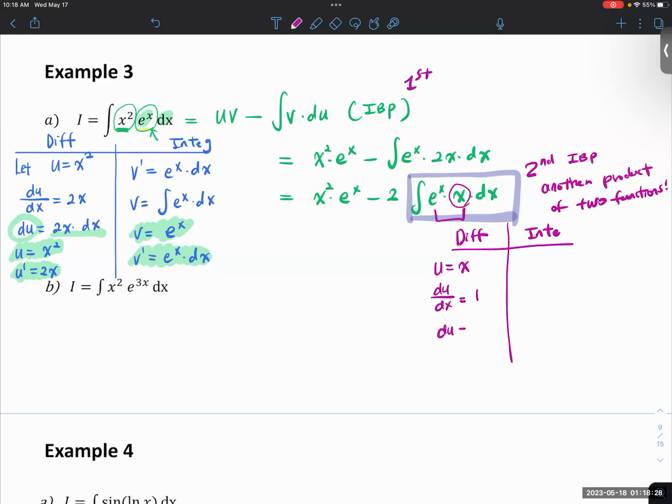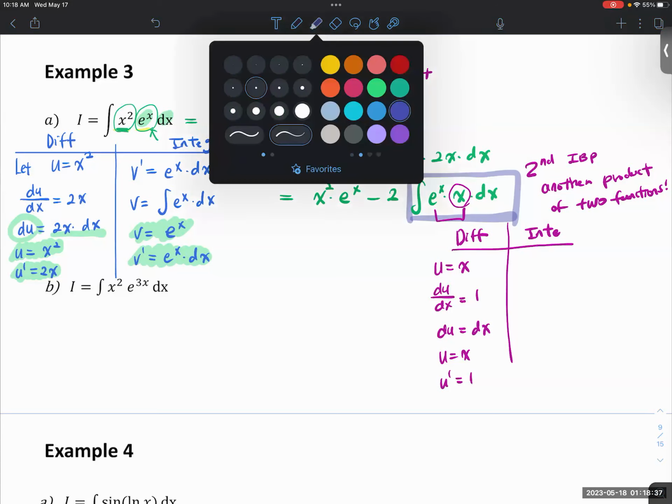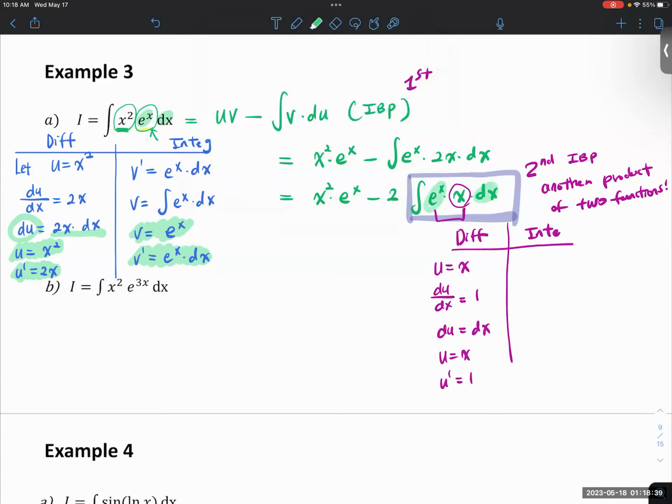1, du will be dx. So we have u equal to x, u prime is 1. Second function, what is it? e to the x times the dx. So therefore, v prime is already e to the x dx. And then by taking the integral, you can find out the v, which is e to the x.